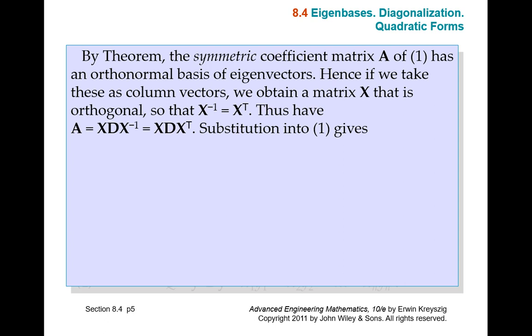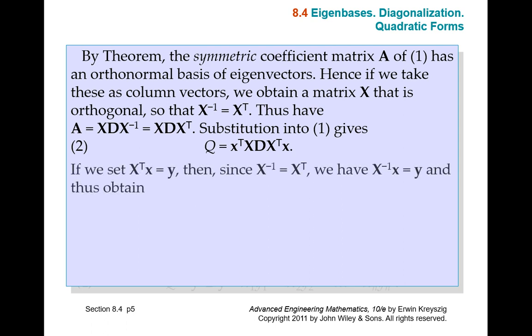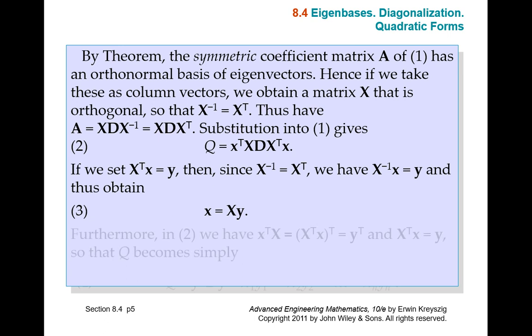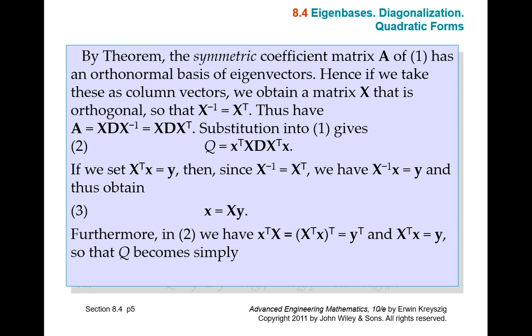If we substitute this in equation 1, it becomes equation 2, that is x transpose X D X transpose x. From here we make a coordinate substitution: X transpose x is equal to y. As we know that X inverse is X transpose, we can write X inverse x equal to y, or x is equal to capital X times y. This is equation number 3. Now if we substitute equation 3 into equation 2, we get a relation of Q in terms of the coordinates y.